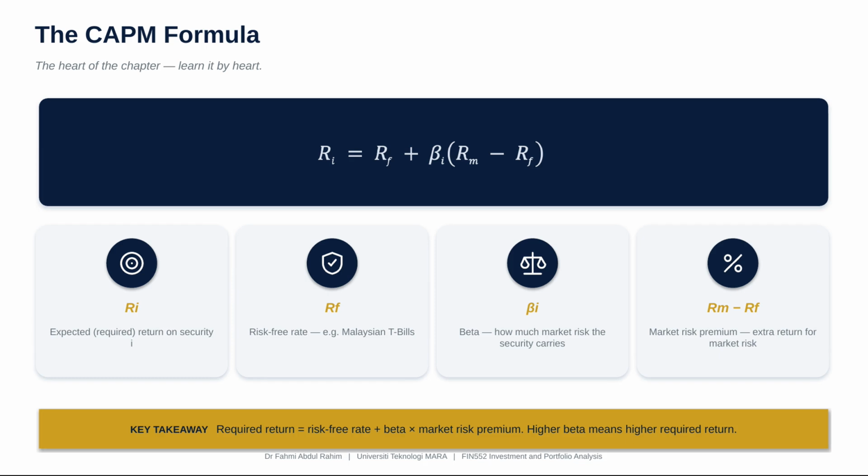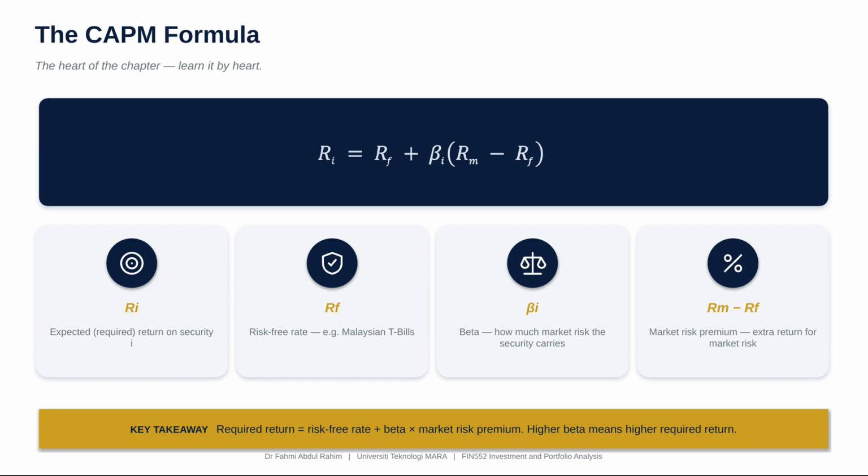Let me define each piece shown in the four cards. R sub I is what we are usually solving for. The expected or required return on security I, the fair return. R sub F is the risk-free rate, the return on a totally safe asset like a Malaysian treasury bill, your reward for simply waiting. Beta sub I is the star of the show. It measures how much market risk the security carries, how sensitive it is to the market's ups and downs. And the bracket, R sub M minus R sub F, is the market risk premium, the extra return investors get for bearing the market's risk, which we will study on the next slide.